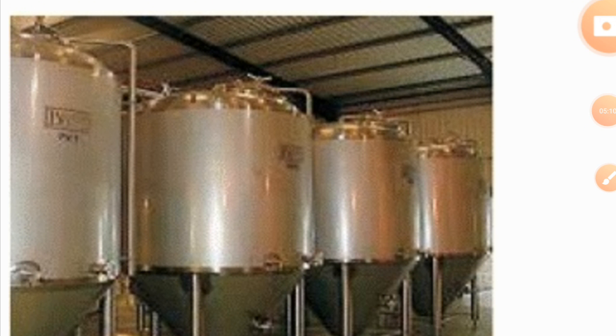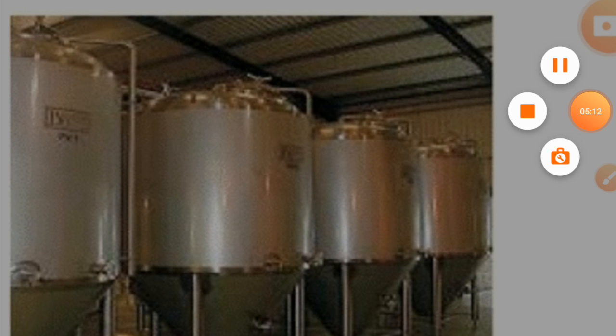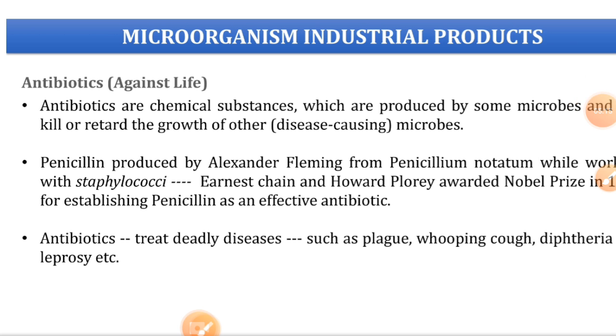Then another kind of product is called antibiotics. Antibiotics are a good source of protection against specific pathogens in our body, right? If we talk about antibiotics, they are different kinds of chemical substances produced by some microorganisms which are capable of killing disease-causing microbes.